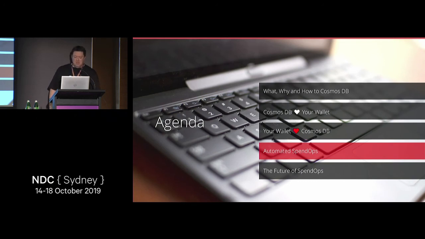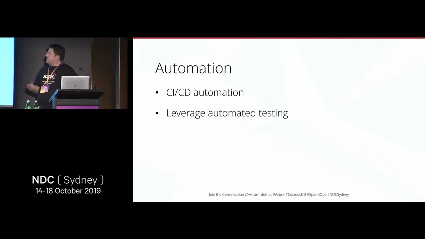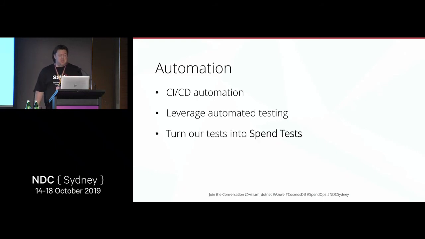Cool. So now what we can look at is how to automate our SpendOps. We've worked out how Cosmos works and how to make it efficient at not requiring too many resources, and for us to then have adequate performance. By now, hopefully, we've all got some automated CI/CD pipelines, and we can take advantage of that. We're running some automated tests, and this is where we can focus a lot of our efforts. We can instrument our tests and our pipelines to start collecting some SpendOps information, and then we can make some better decisions. So our regular tests can turn into spend tests.